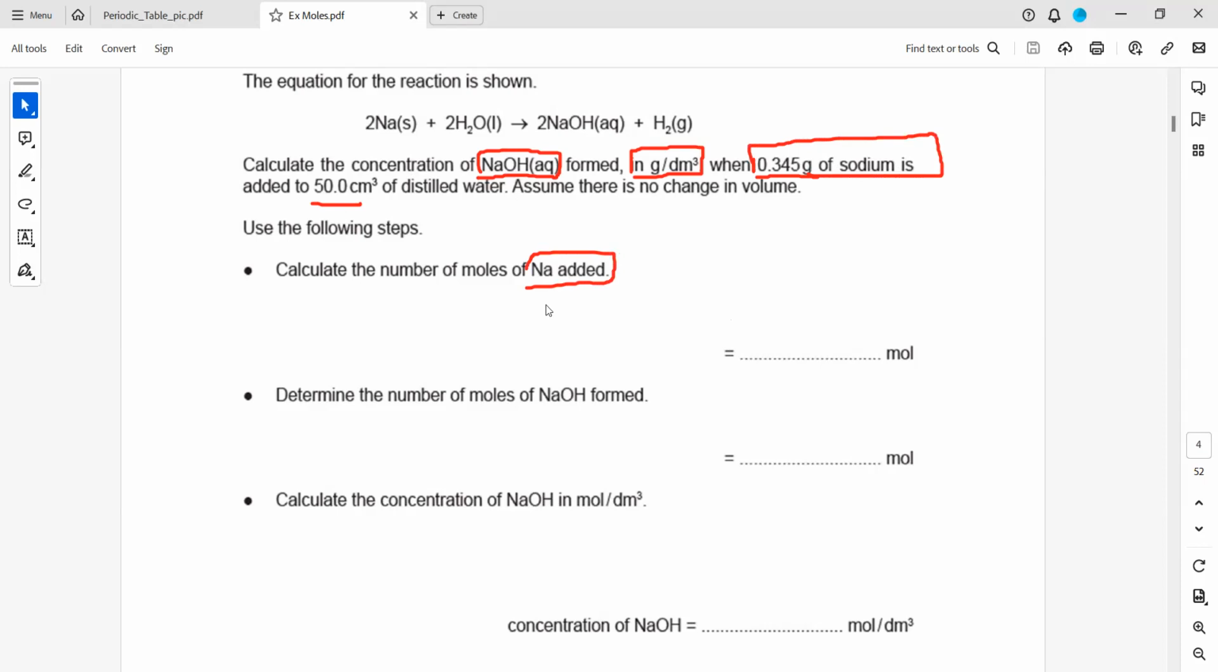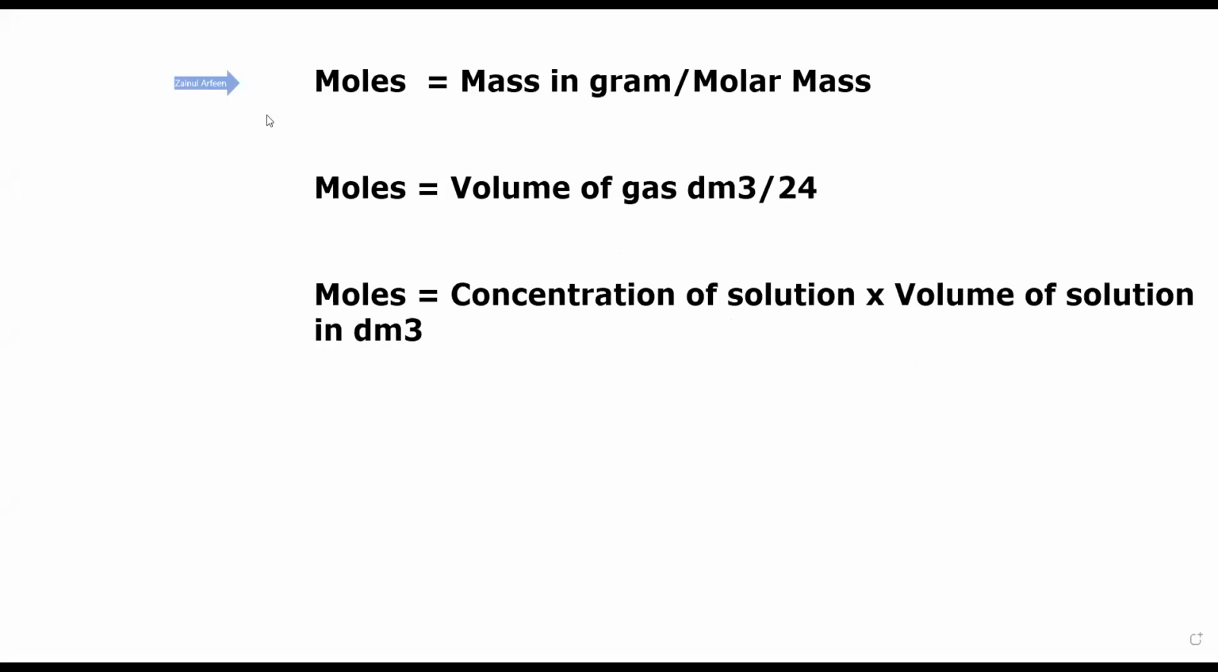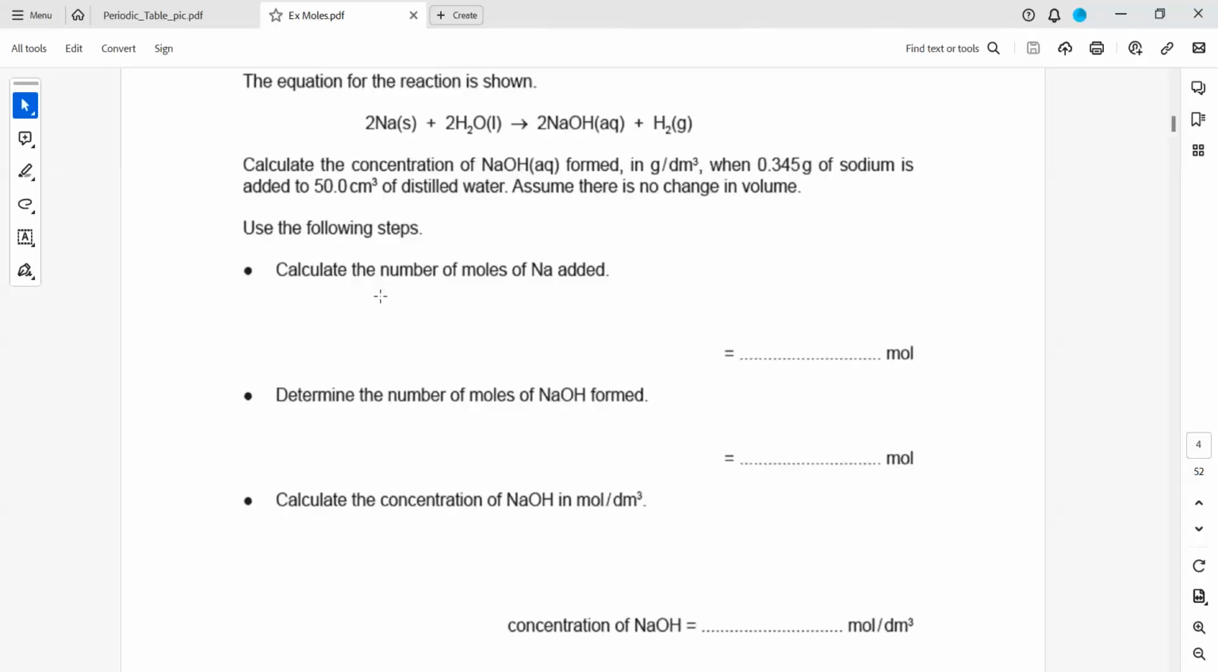Which formula is valid? If you have the mass of Na, which formula is valid? First, second, or third? So we have the mass. Whenever we have the mass, which formula is valid? The first formula is valid. The mass in grams is there. So you'll use the first formula. You can write in short that moles equal mass in grams, small m, divided by molar mass, capital M.